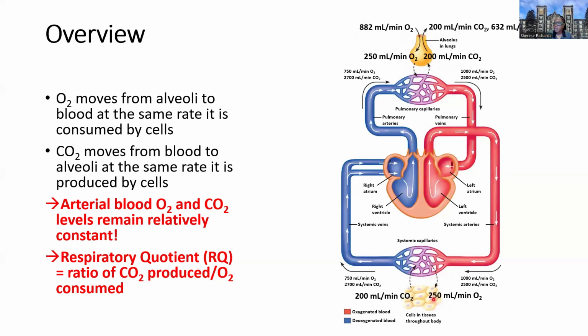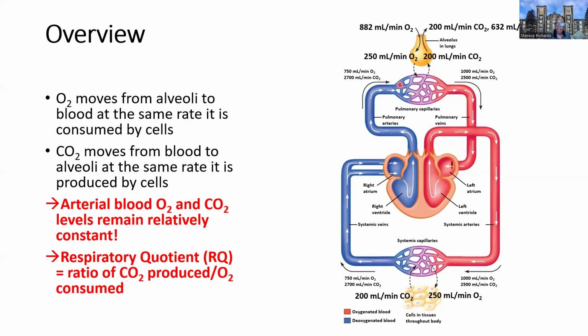And the same is true for CO2. CO2, we have about 200 milliliters per minute moving from the pulmonary capillaries out into the alveolus. It's moving in the opposite direction. And the same is true down at the capillary level, the systemic capillaries, about 200 milliliters per minute moving. So that rate is matched at both of those capillary beds, okay? So that also means that arterial blood CO2 and O2 levels are going to remain pretty much constant throughout the circulatory system. So it's going to remain the same throughout the systemic circulation as well as the pulmonary circulation.